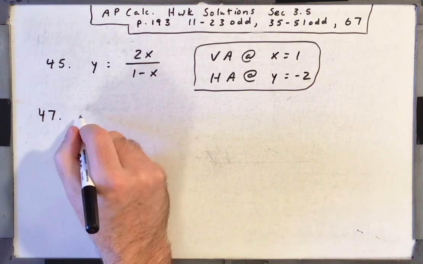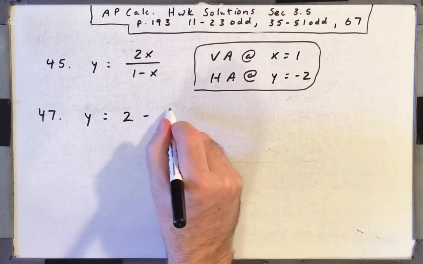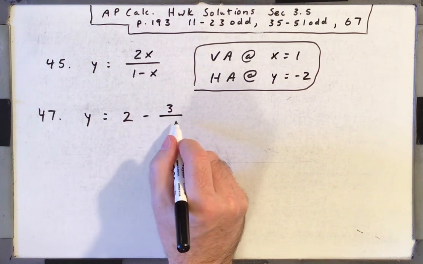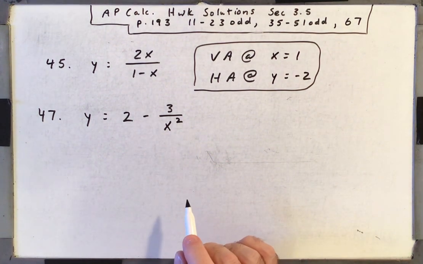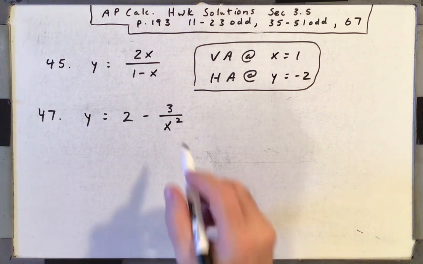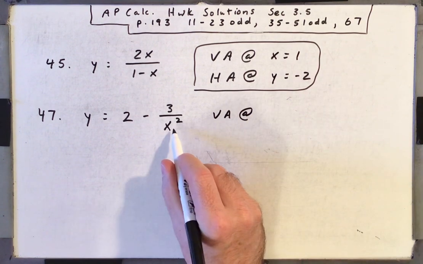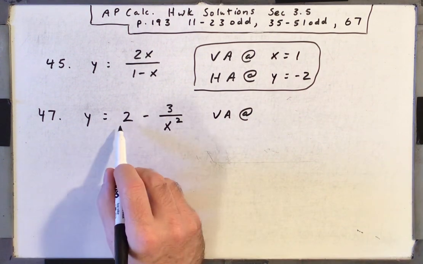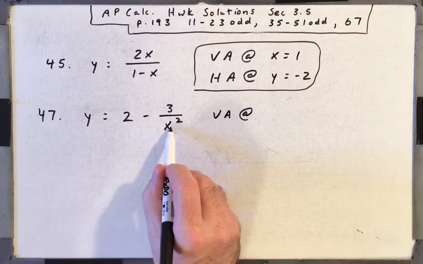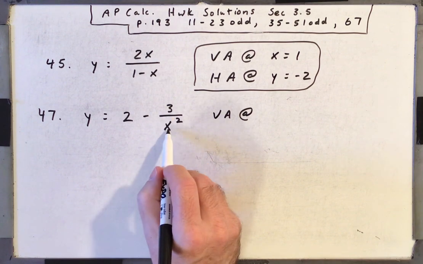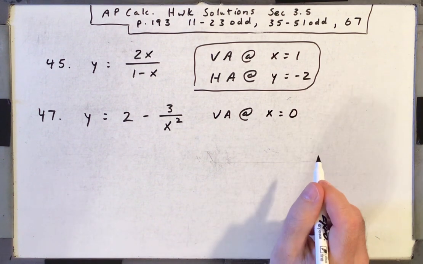Okay, 47. We have y is equal to 2 minus 3 over x squared. Now this one's a little different, and we're going to actually need to look at taking the limit to find the horizontal asymptote. Can't really just eyeball it. The vertical asymptote is really easy, because what makes this function undefined is when you have 0 in for x, right? Because that'd be 3 over 0. That's undefined. So at x equals 0 is where the vertical asymptote is.